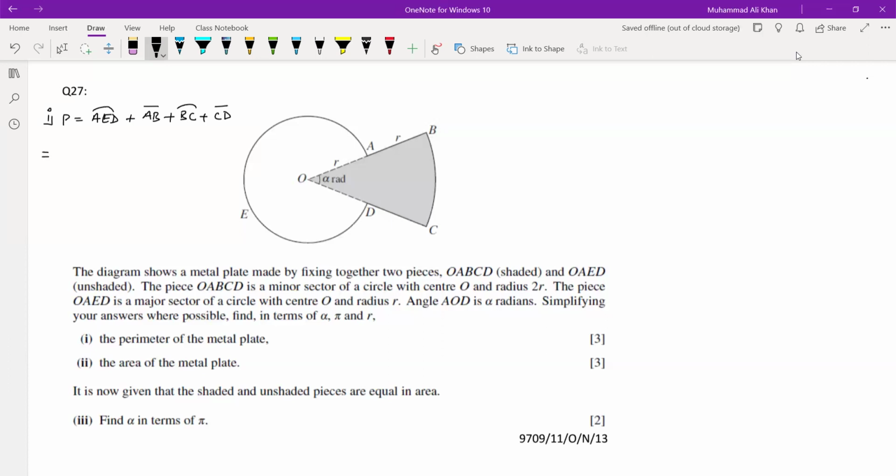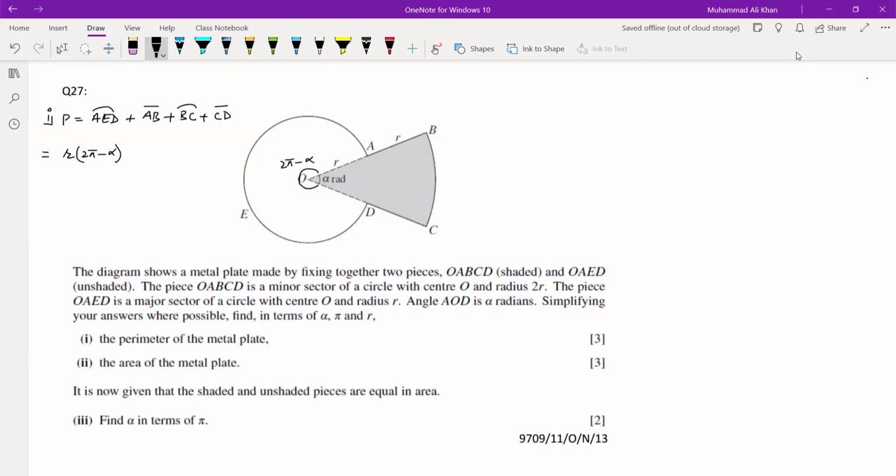It is equal to R theta. And the radius is R. And theta is this. And what is this? 360 minus alpha, and 360 is 2 pi, minus alpha. 2 pi minus alpha. Any confusion? S equals R theta.